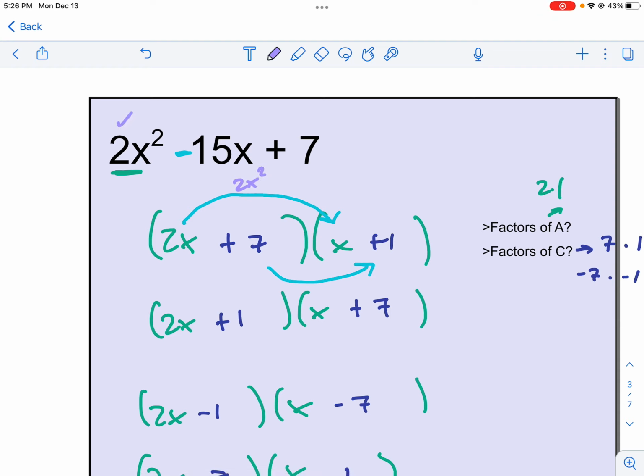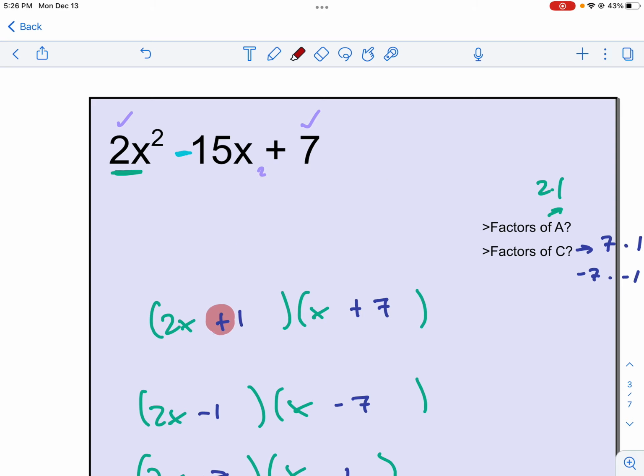So if I look here, I've got 2x squared right here. That's a check mark. Good to go. I have 7 times 1 is 7 right there. This connection on the outside is going to give me 2 x's. And this connection on the inside is going to give me 7 x's, which is not the 15 that I wanted. So this one is a no-go. Let's get her out of there.